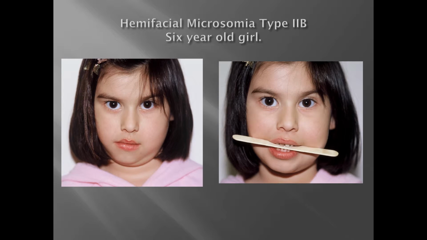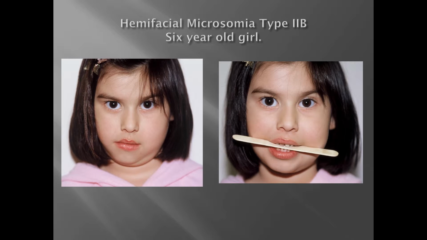This is a 6-year-old girl. Remember, if there's not an airway issue with the infant, then we wait to do the jaw distraction depending upon how small or large the mandible is. In this case, this young lady was 6 years old. She had no airway issues, but she had a small jaw that was significant enough, as you can see when we have her bite on a tongue blade, how crooked the face is.